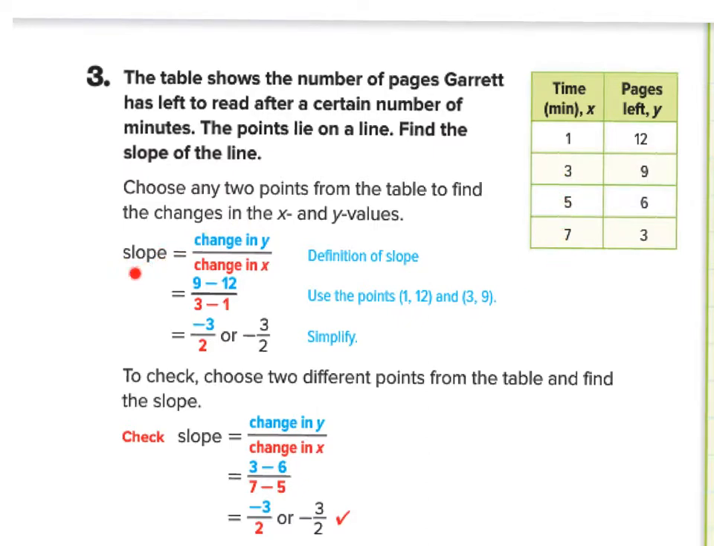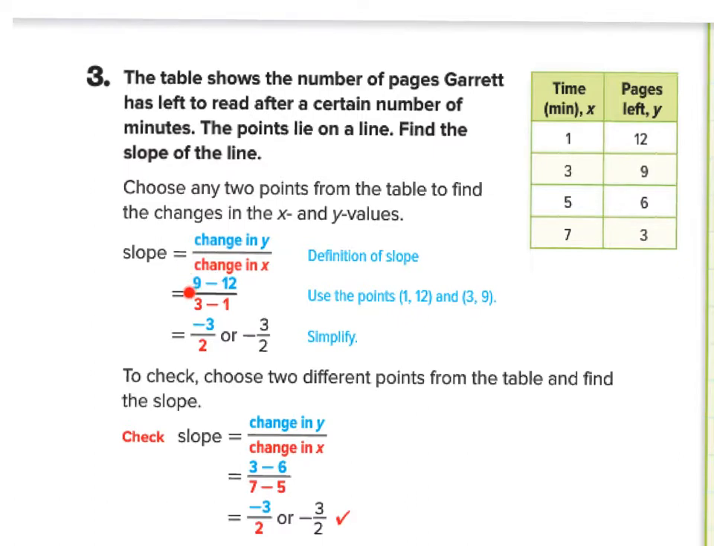So we have the slope is the change in y over the change in x. What we mean here is we can choose any change from 12 to 9, from 9 to 6, from 6 to 3, any of these changes. And the change in x from 1 to 3, from 3 to 5. So when we identify the changes, here we're going to do what's the change from 12 to 9 and what is the change from 1 to 3.